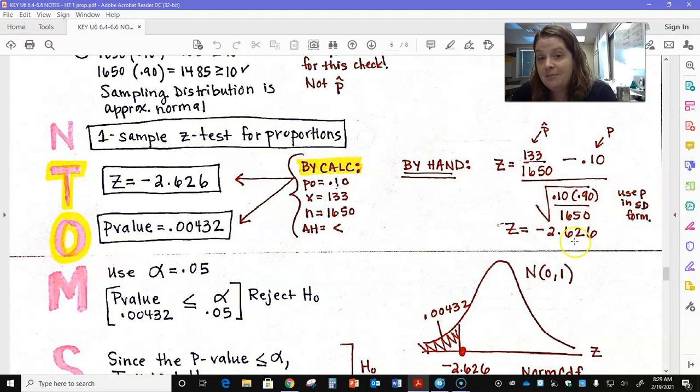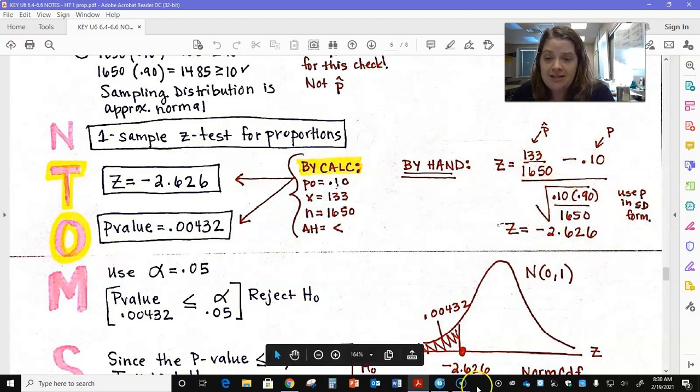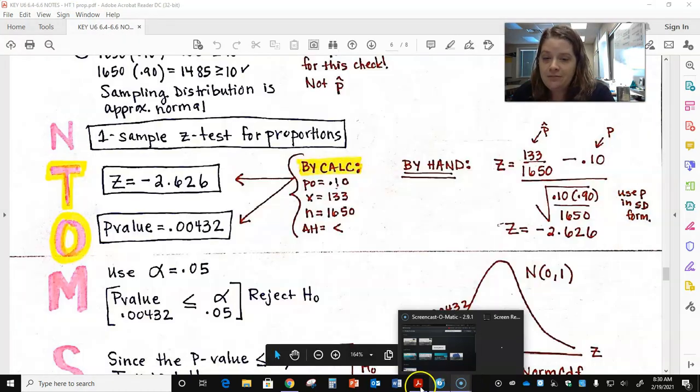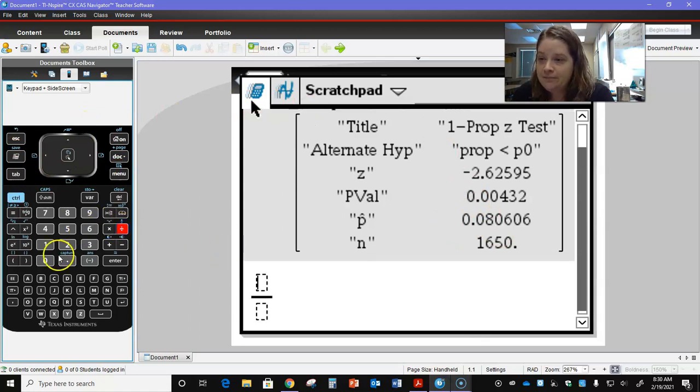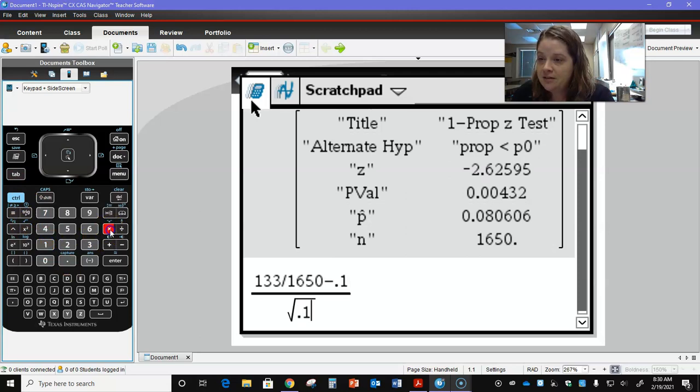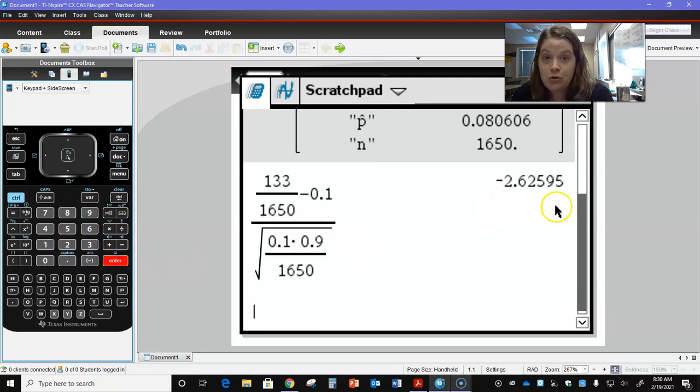If I pop this in my TI Inspire, I get negative 2.626. When you do this, make sure that you put parentheses around this or use that stacked fraction. If I do want to do this as a stacked fraction, I would press Control and division, and then I could do 133 divided by 1650 minus 10%, and then tab down to the denominator. I'm going to do the square root of 10% times 90% divided by 1650. And there's that negative 2.626 value.